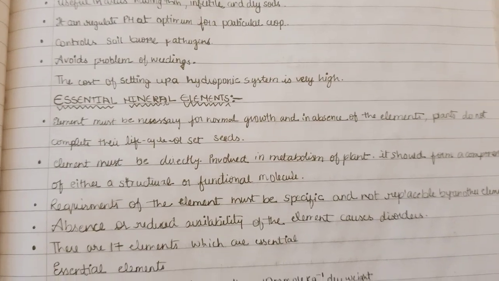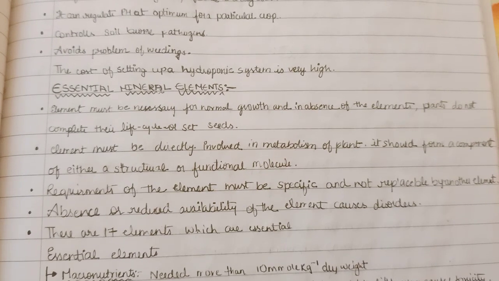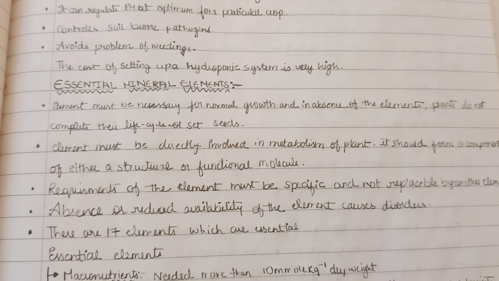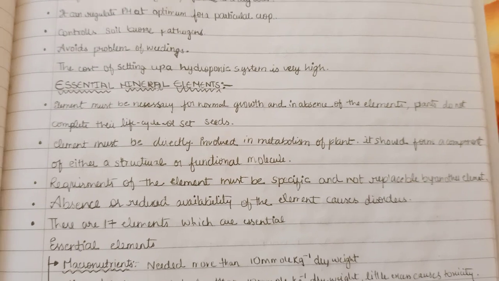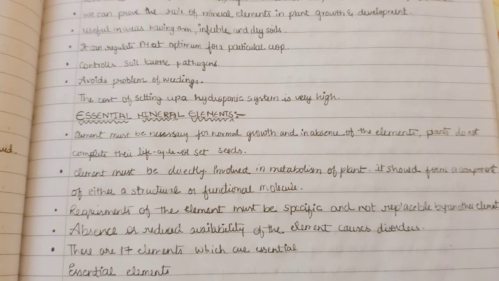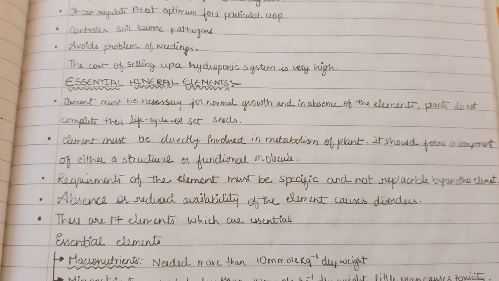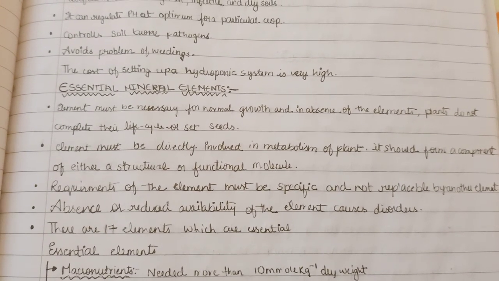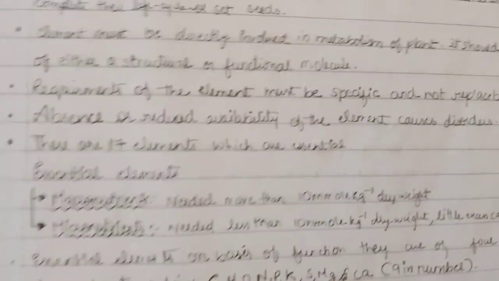Then essential mineral elements. Elements must be necessary for normal growth, and in absence of the elements, plants do not complete their life cycle or set seed. These are known as essential elements. The element must be directly involved in metabolism of the plant. It is shown from a component of either a structural or functional molecule. The requirement of the element must be specific and not replaceable by another element. Absence or reduced availability of the element causes disorders. There are 17 elements which are essential.